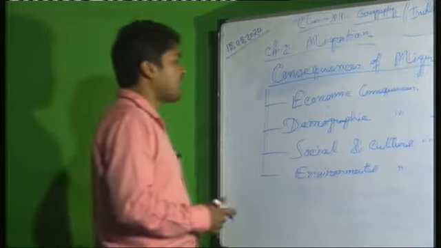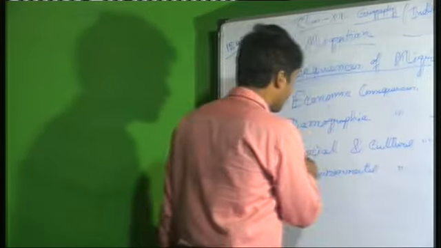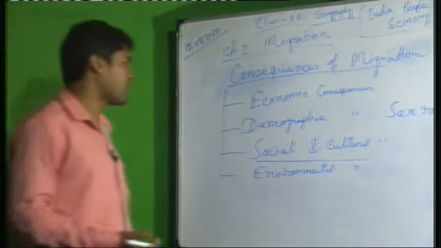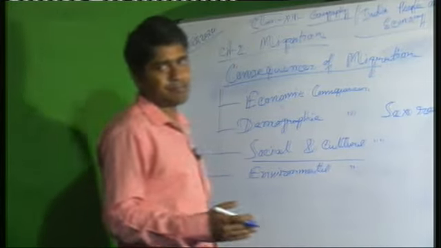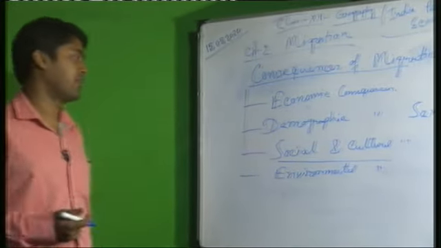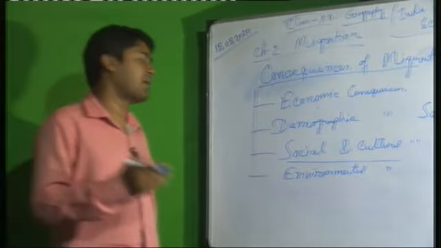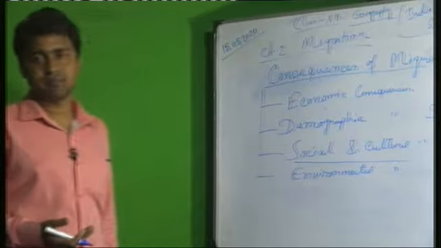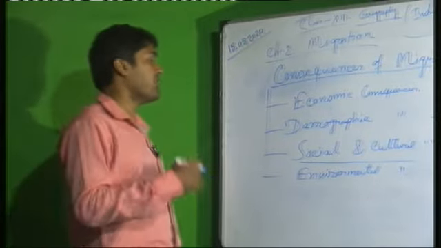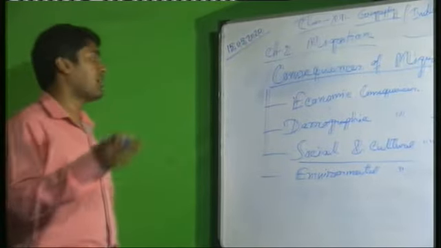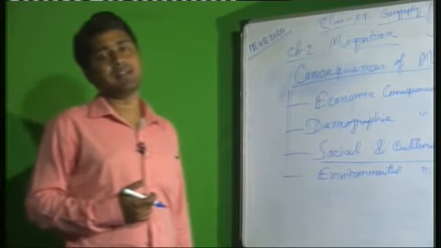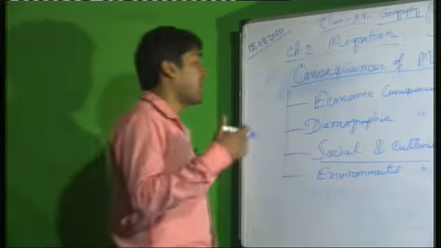Now social and cultural consequences. Social and cultural consequences also have 2 factors. One is a positive factor, one is a negative factor. The positive factor means that due to migration, cultural mix-up also occurs. That means we can get several concepts, or we can accept different cultures. We can also understand the lifestyle of people all over India and all over the world due to migration. But there is also another negative impact.